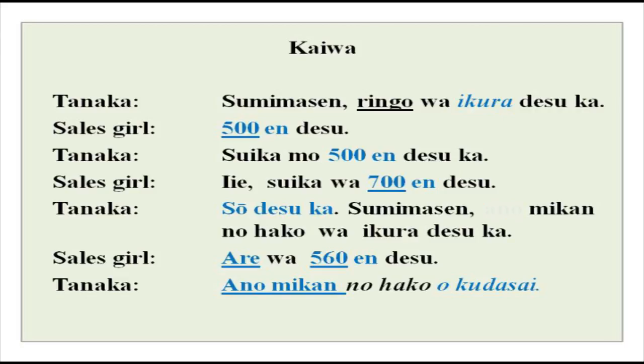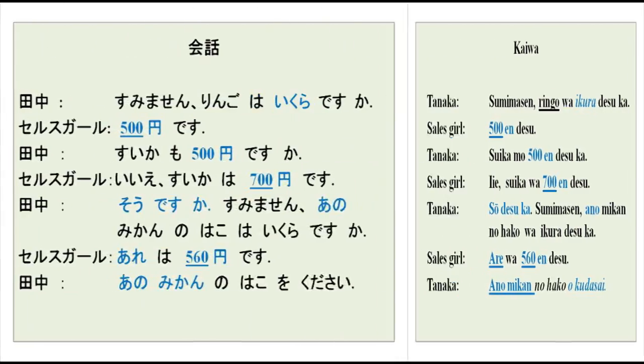Sumimasen. Ano mikan no hako wa ikura desu ka? Ano means that mikan no hako over there. That mikan basket, that mikan box over there. Wa ikura desu ka? Are wa 560 en desu. That is for 560 yen. Ano mikan no hako o kudasai. Please give that mikan box to me. So this was the conversation.